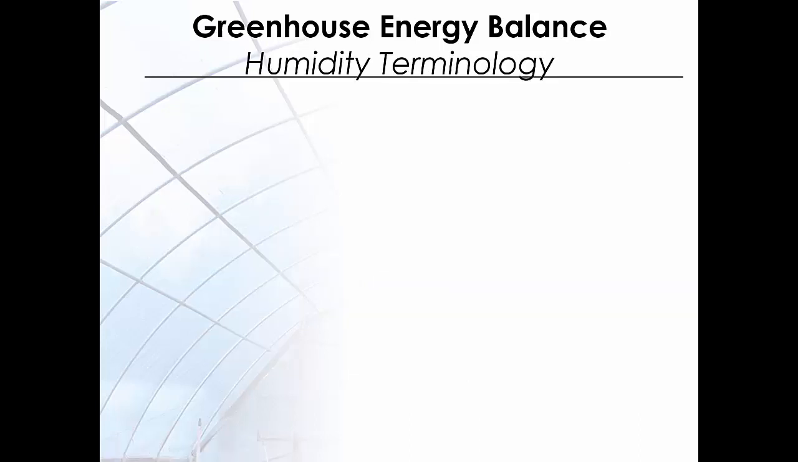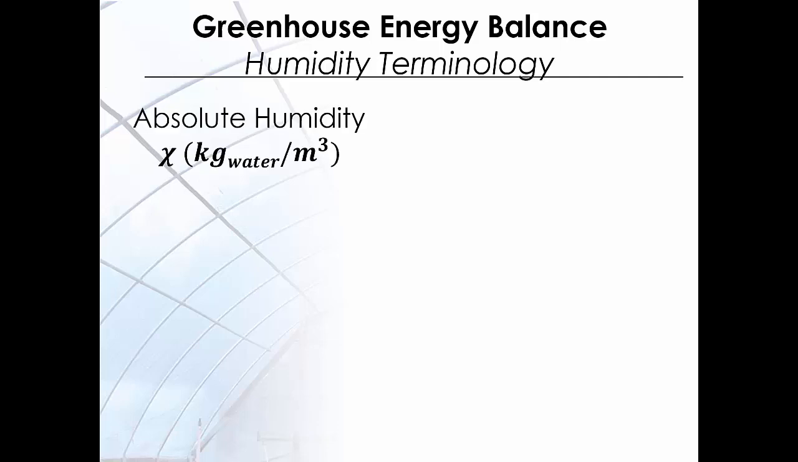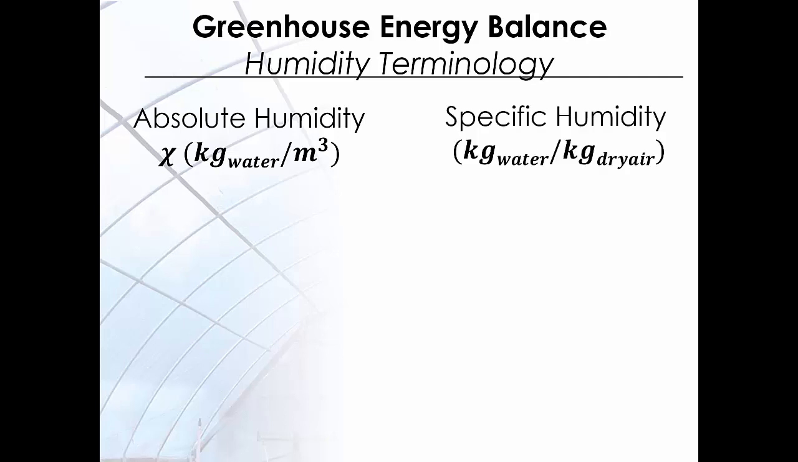Let's now look at some of the humidity terminology used in greenhouse energy balance analysis. The three ways to quantify the water vapor content in air are absolute humidity, which can be represented by kilograms of water per volume of air; specific humidity, that is the mass of vapor per unit mass of air, represented by kilograms of water per kilogram of dry air; and finally, partial pressure or vapor pressure, in pressure units.